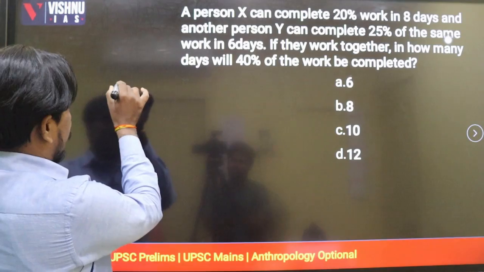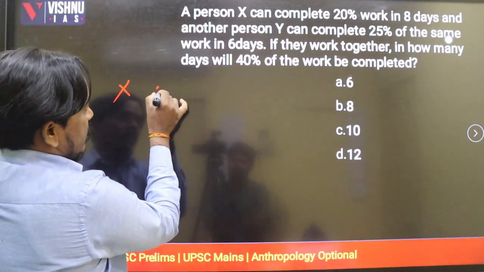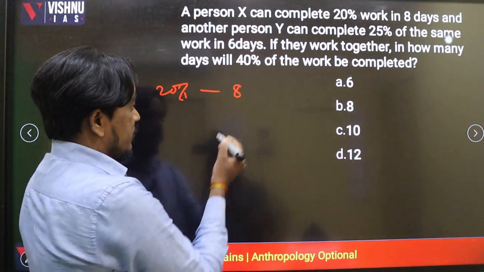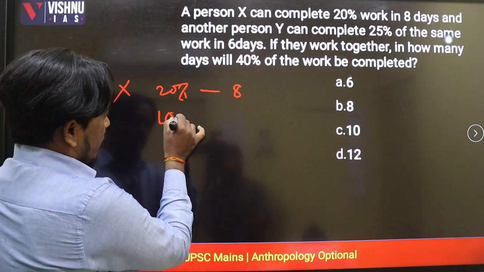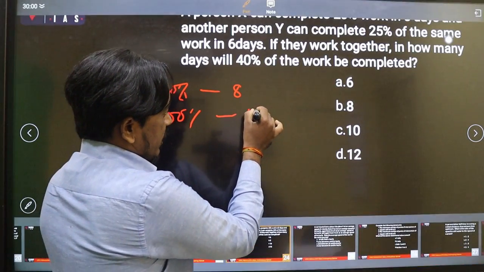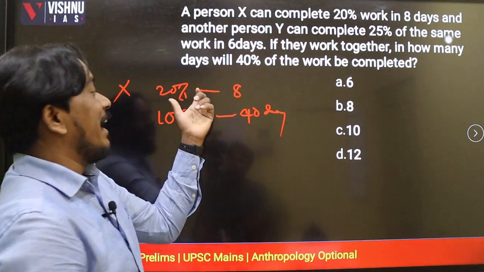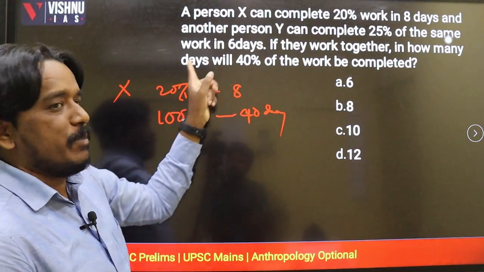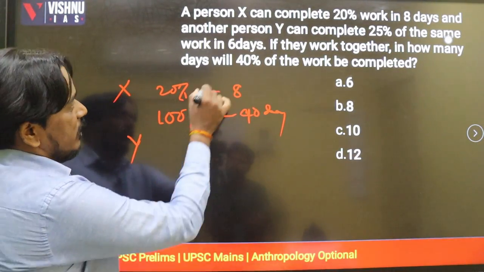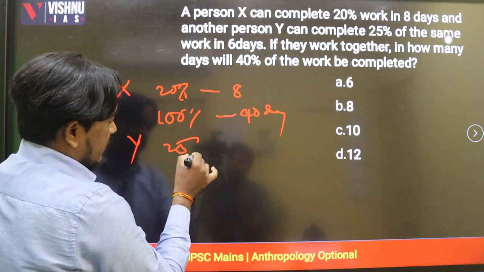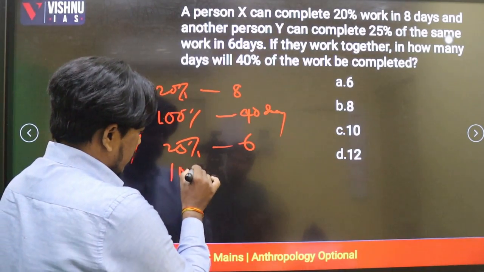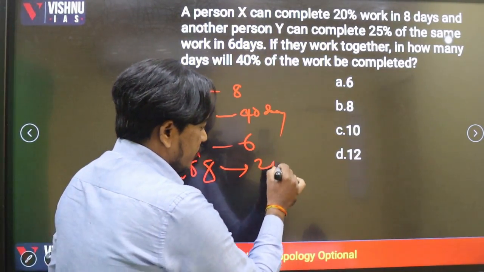First we'll talk about individuals. The person X is completing 20% of work in 8 days. Similarly, if you calculate 100% of work, he can complete it in 40 days. This is X's work, clear? The person X is doing 20% of work in 8 days, so total work he can complete in 40 days. Similarly for person Y, 25% of work is completed in 6 days. To complete 100% of work, he can complete in 24 days.